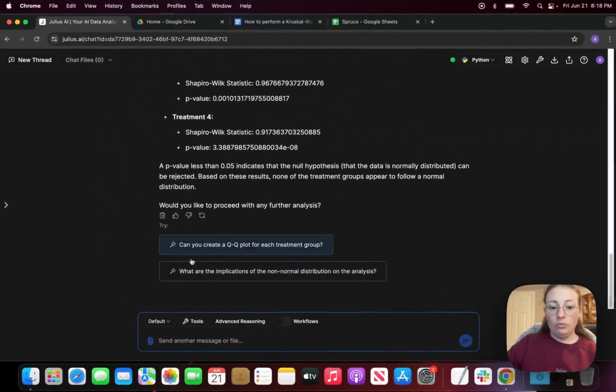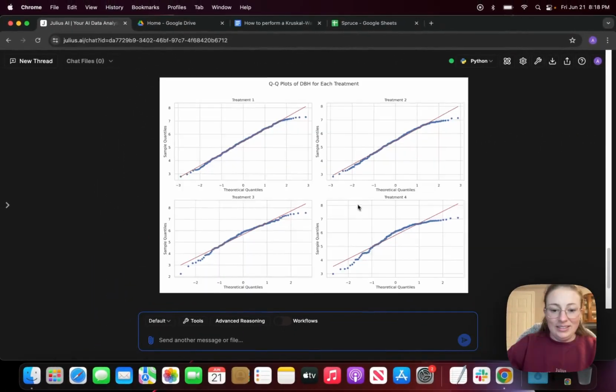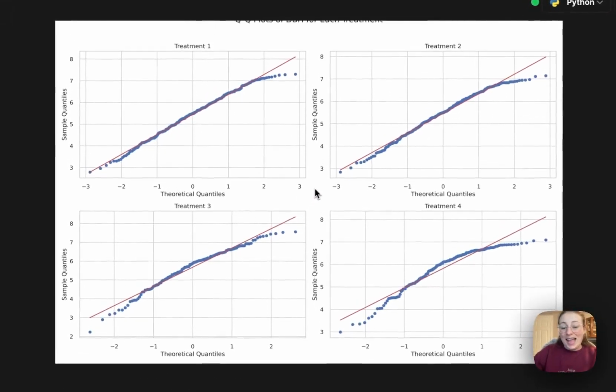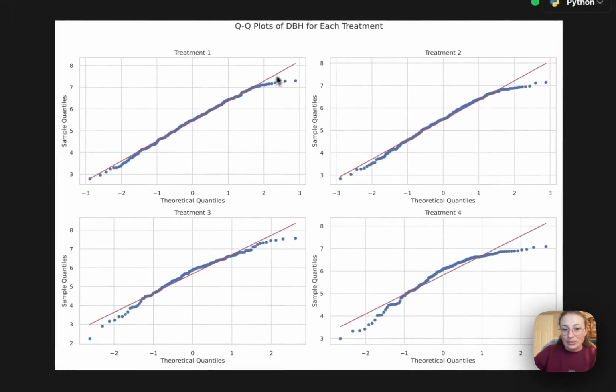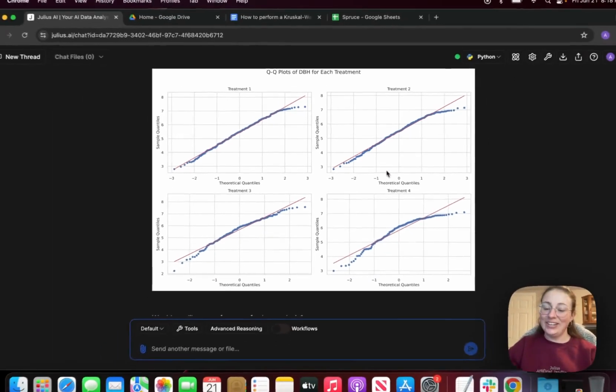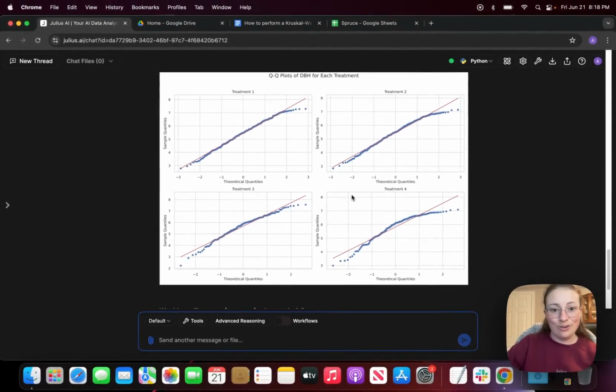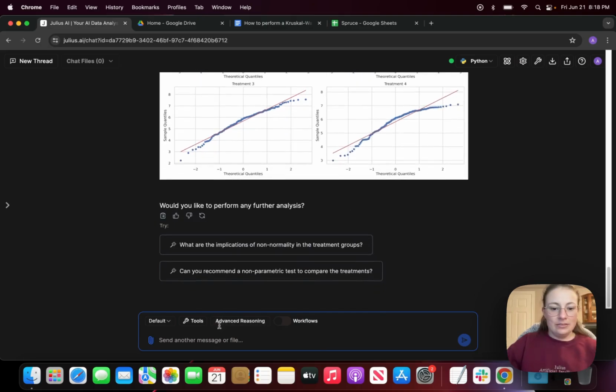So we can also create a QQ plot. Hypothetically, we're supposed to be following this red line here. As you can see, our data points are not. So that's also another indication that we have a non-normal dataset. So now let's ask it about the assumptions.